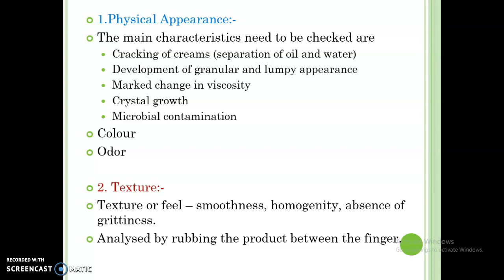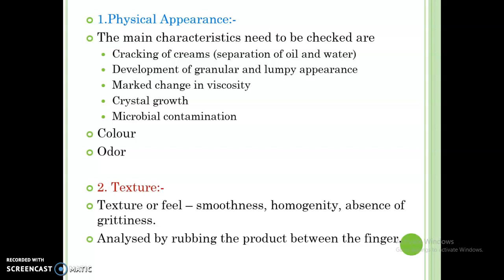Also, deterioration of your product may change the color or odor because it consists of a natural semi-solid base. So there is a chance of marked changes in odor and color. It comes under physical appearance, and it is carried out by visual inspection. Next is texture.